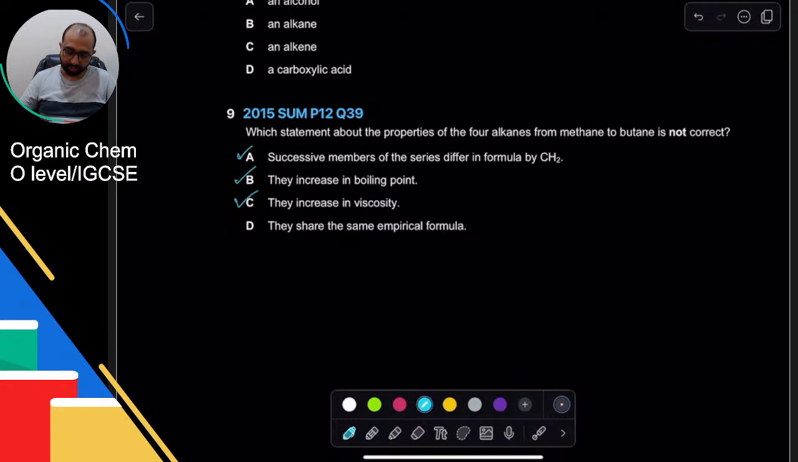They share the same empirical formula. No, they share the same general formula. Empirical and general are different. So this is D.